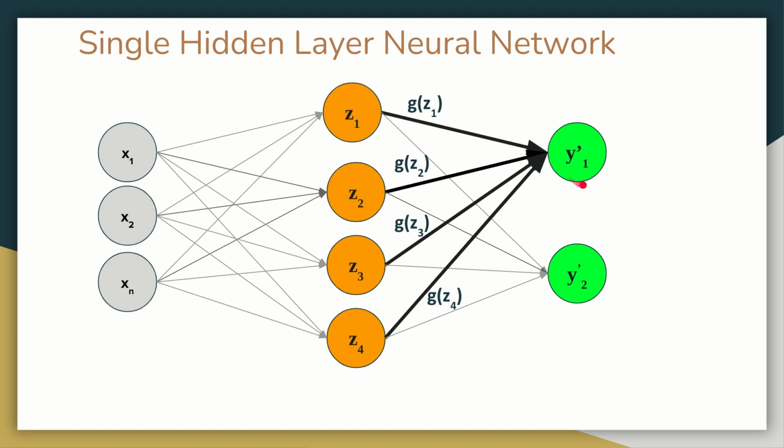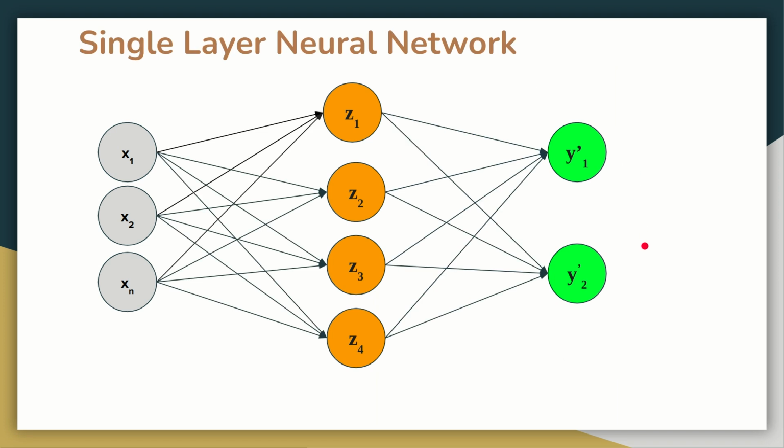You can see for this neuron in the second layer, the first neuron in the second layer, the inputs for it are g(Z1), g(Z2), g(Z3) and g(Z4). In a similar way as the input for our first layer were X1, X2 and Xn, for the second layer the input will be the output of the previous layer. So the output of this layer is g(Z1), g(Z2), g(Z3) and g(Z4). This will be the input for the second layer of the neural network.